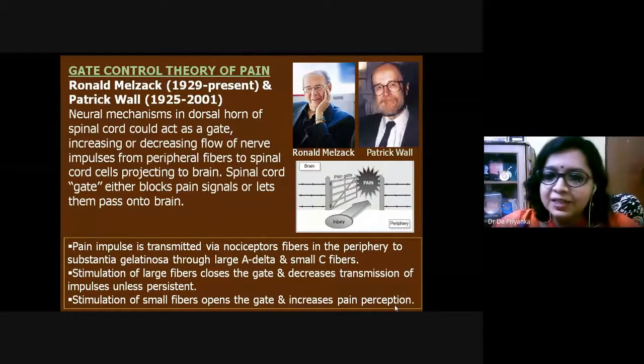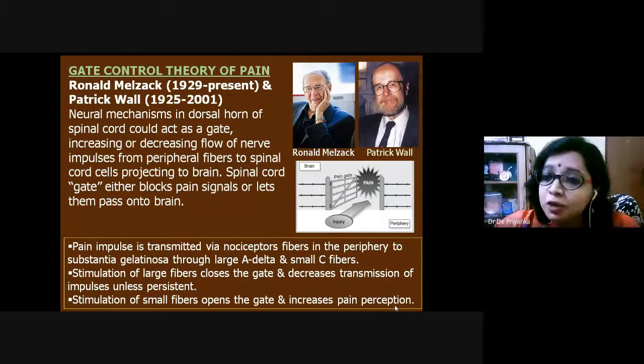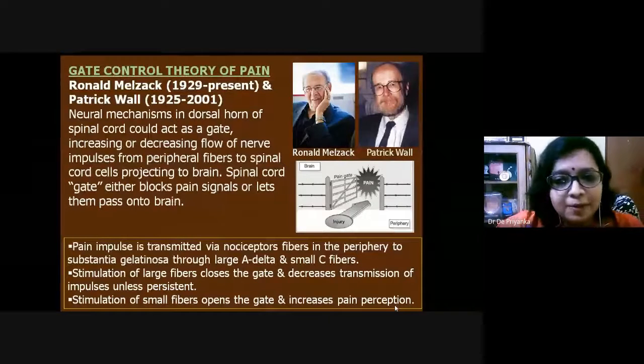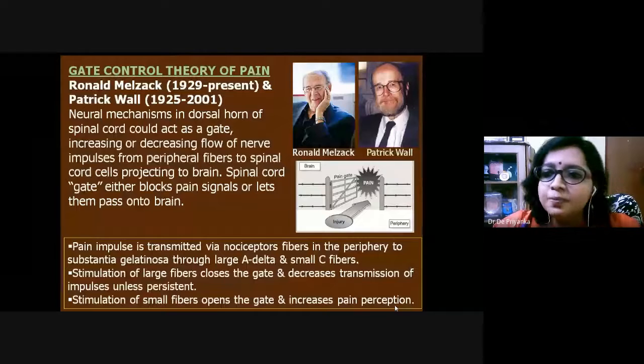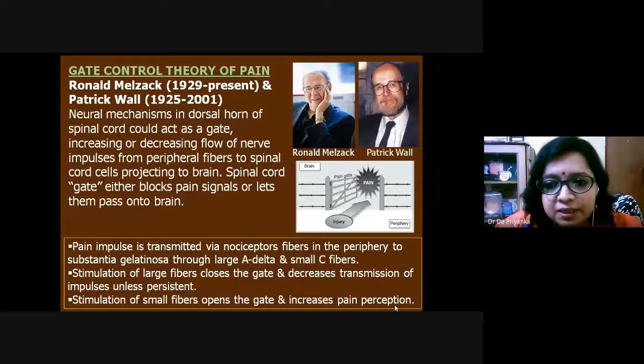Now, it has been found, as I mentioned about the different types of afferent fibers, that there are two types of fibers which we have to know. One is the large A delta fibers, and another is the small C fibers. These two types of fibers are important for gaining control over pain modulation. Remember, there are a number of fibers, but we are talking only about these two distinct types, A delta fibers and C fibers.